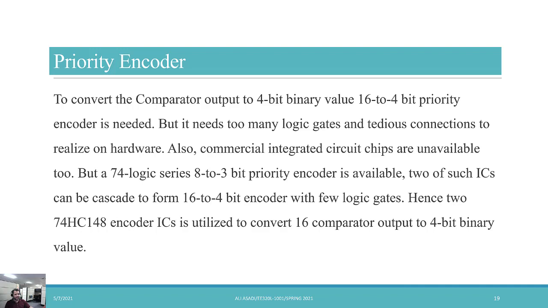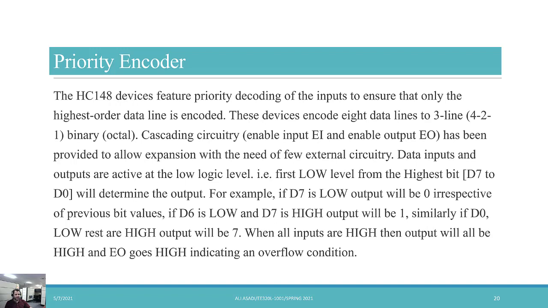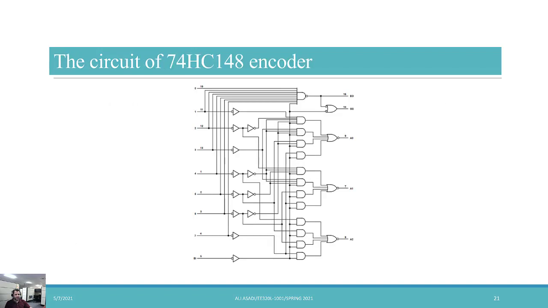And here I explained why we need the priority encoder, which is required to convert the comparator output to a 4-bit binary value. But I decided to use two 8-to-3-bit encoders, because we don't need to use too many logic gates. And here I explain how it works.